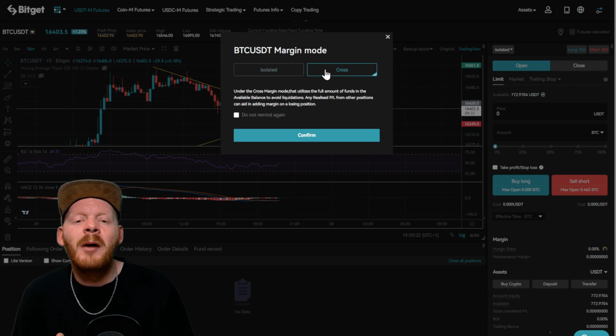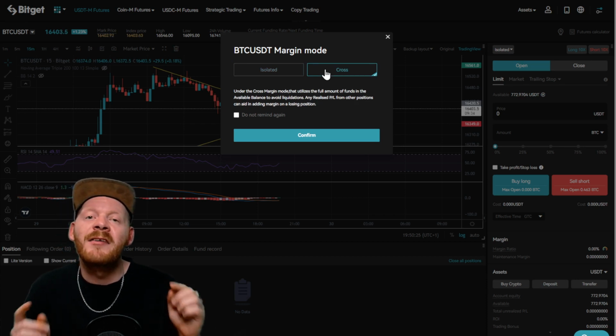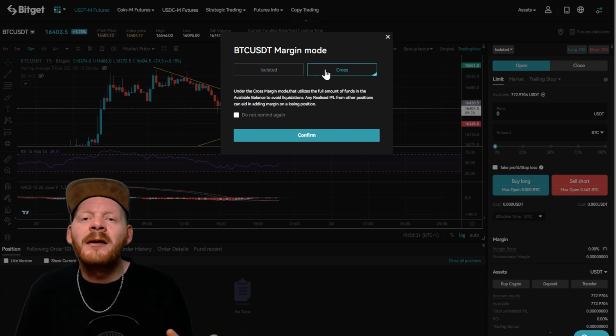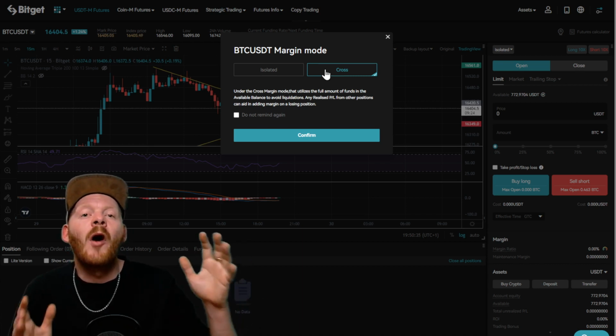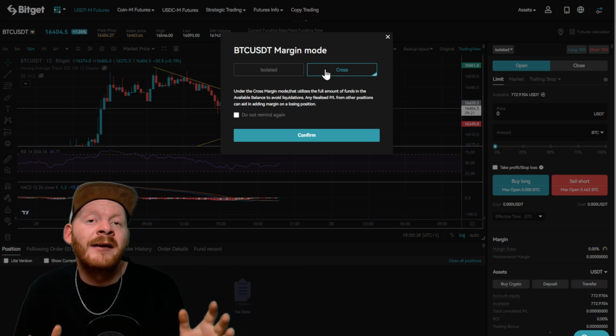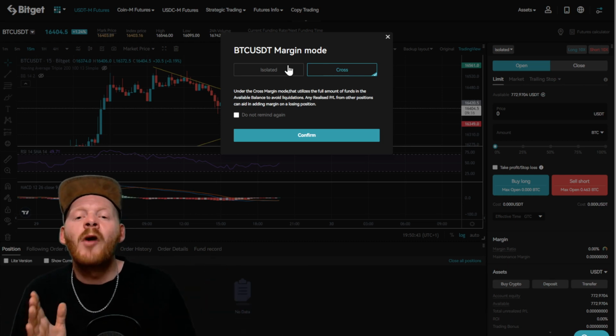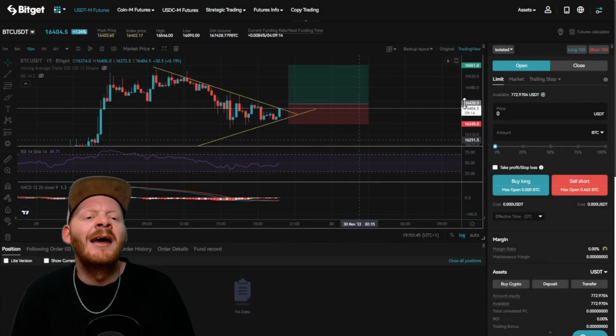If you put it on cross margin, then if you open two trades at the same time, then the funds will be split up, and if one trade goes wrong and you haven't set the stop loss, it will take the whole funds from your existing other trade and use it to keep the other trade alive. So always make sure to put it on isolated, and then you confirm.